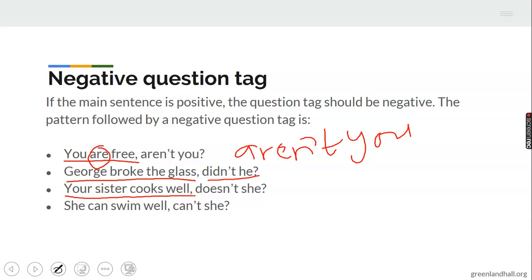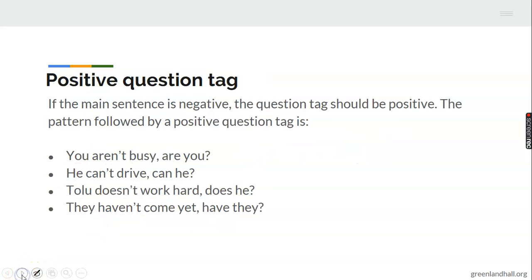She can swim well. Can't she? This is a sentence here. This statement is positive. Now, this is negative. That's why we told you we have this and that. She can swim well. Can't she? This is just rules that we'll have to follow, and you have a negative question tag.